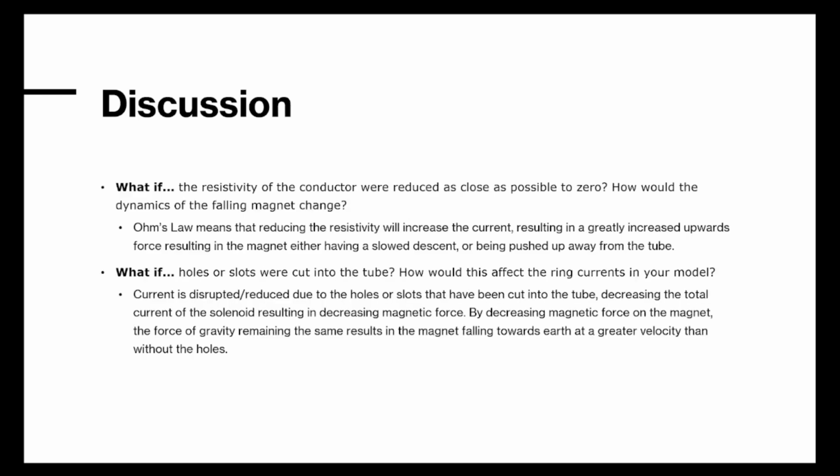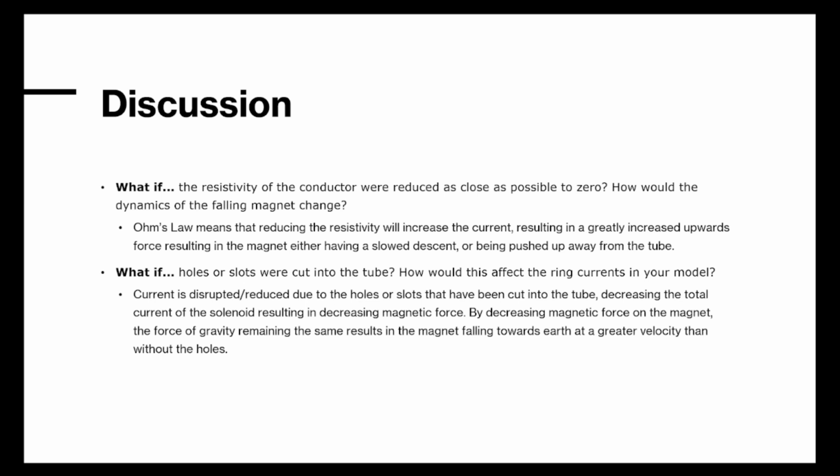So some discussion. What if the resistivity of the conductor were reduced as close as possible to zero? How would the dynamics of the falling magnet change? Well, Ohm's law means that reducing the resistivity would increase the current, resulting in a greatly increased upwards force, which results in the magnet either having slow descent or just not descending at all or being pushed up from the tube.